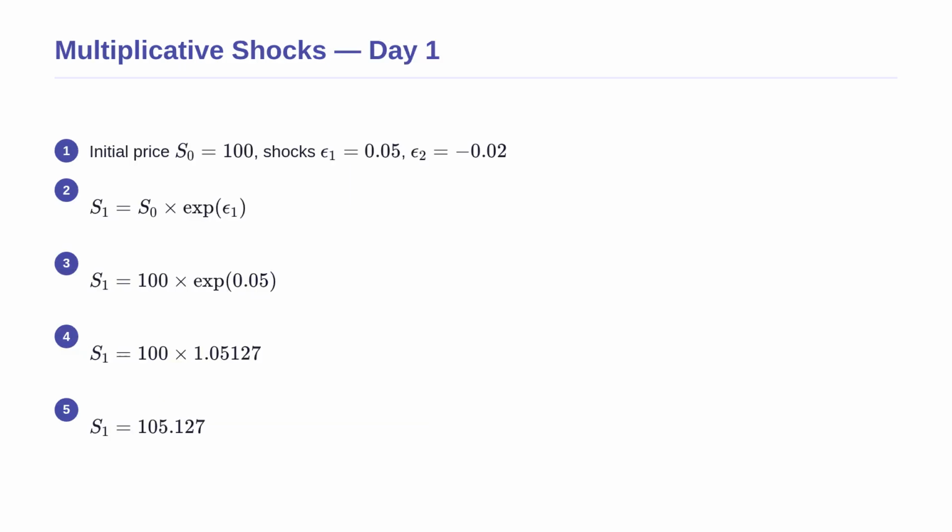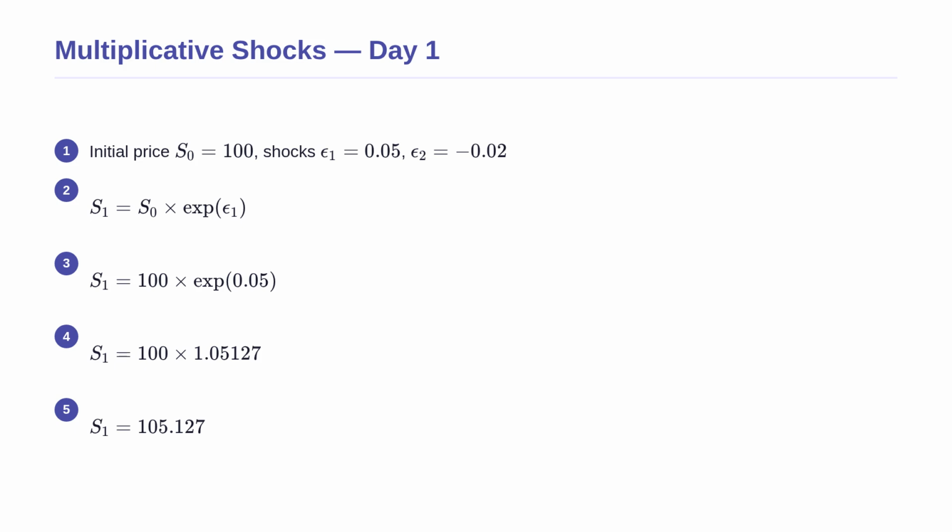Before we move on, let us see this with a concrete example. Suppose a stock currently trades at $100. Over the next 2 days, it experiences two random shocks, a positive 0.05 and a negative 0.02. We want to calculate the price at the end of day 2. We start with day 1.